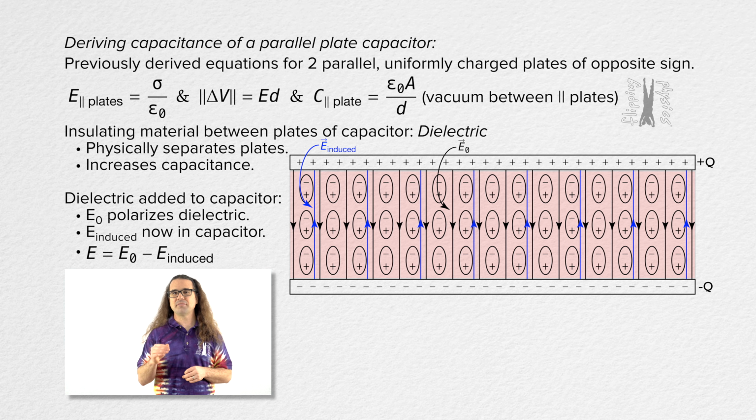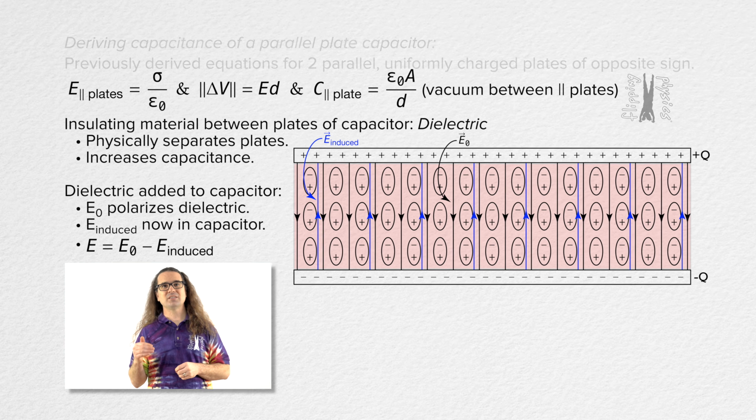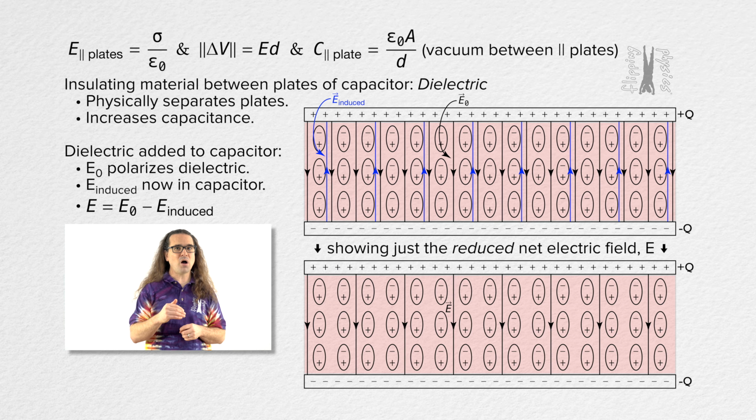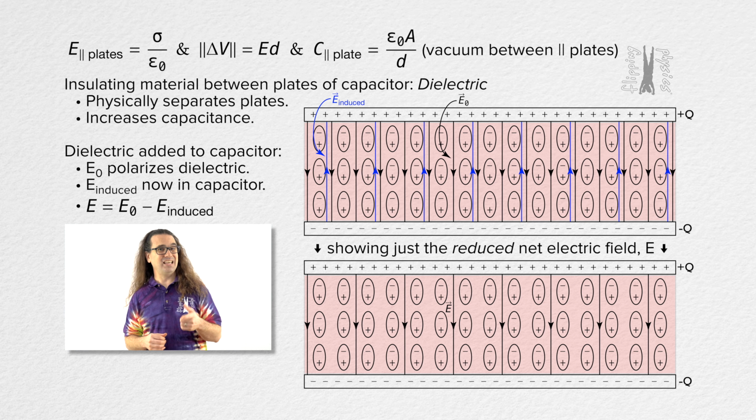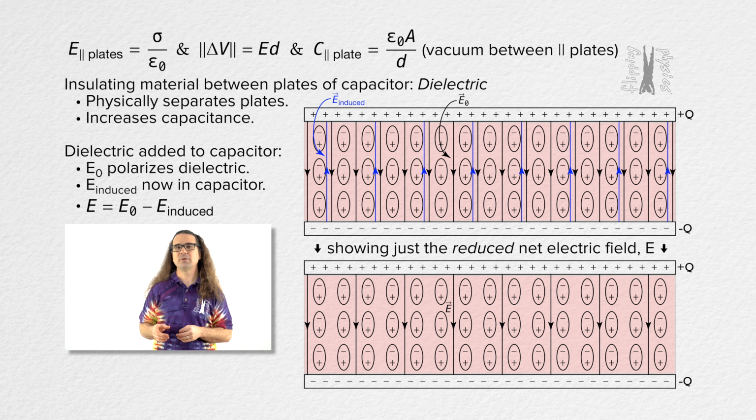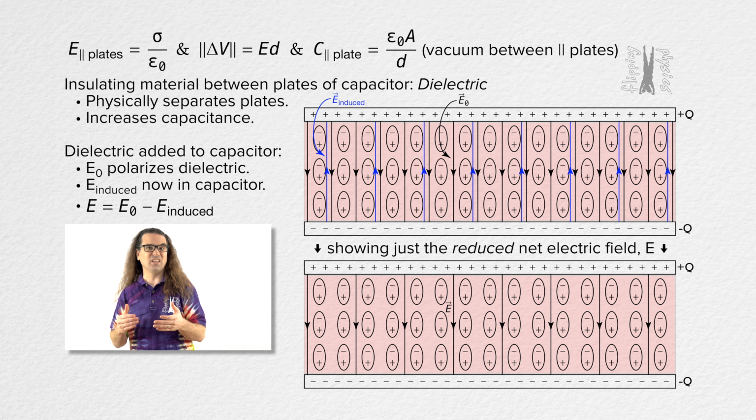The magnitude of the net electric field in the capacitor with the dielectric in it is then smaller than the original electric field. The net electric field typically has no subscript because it is the electric field which exists in the capacitor.